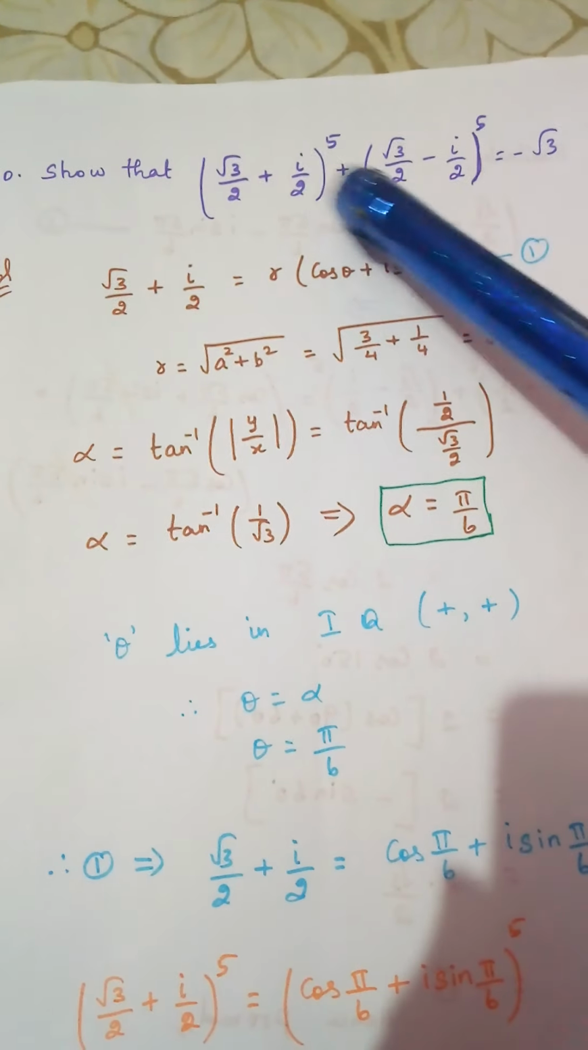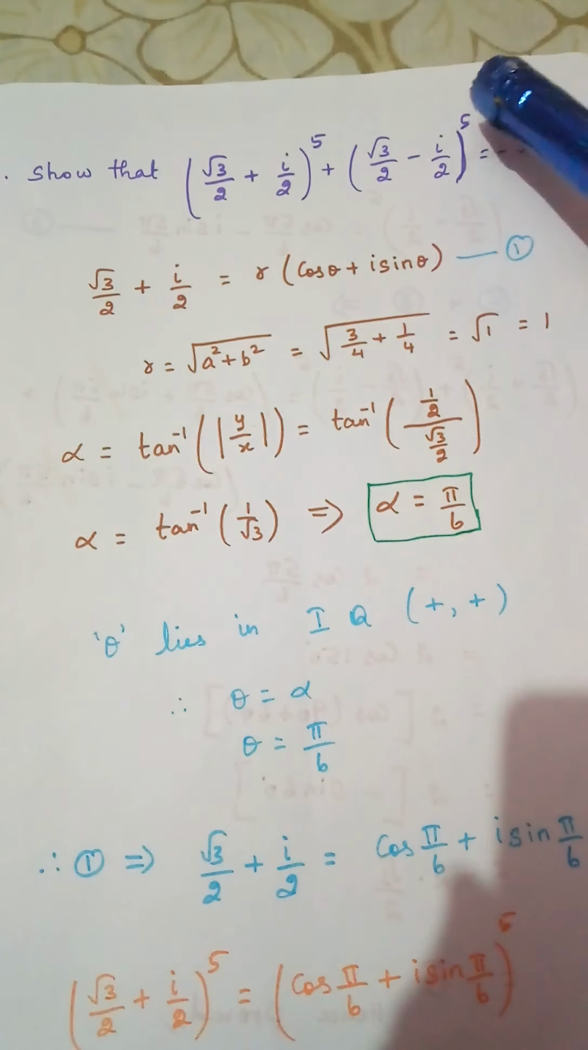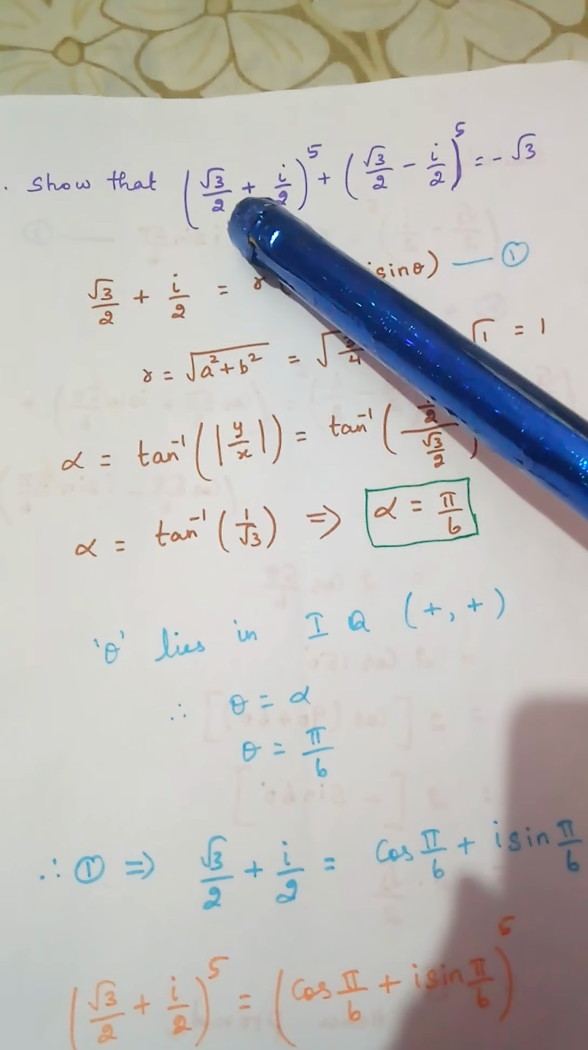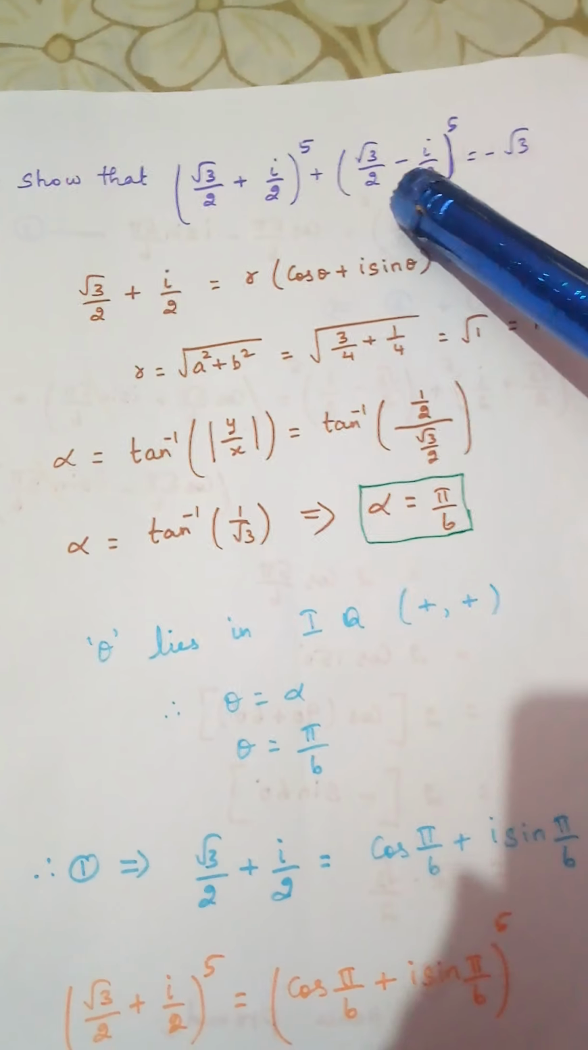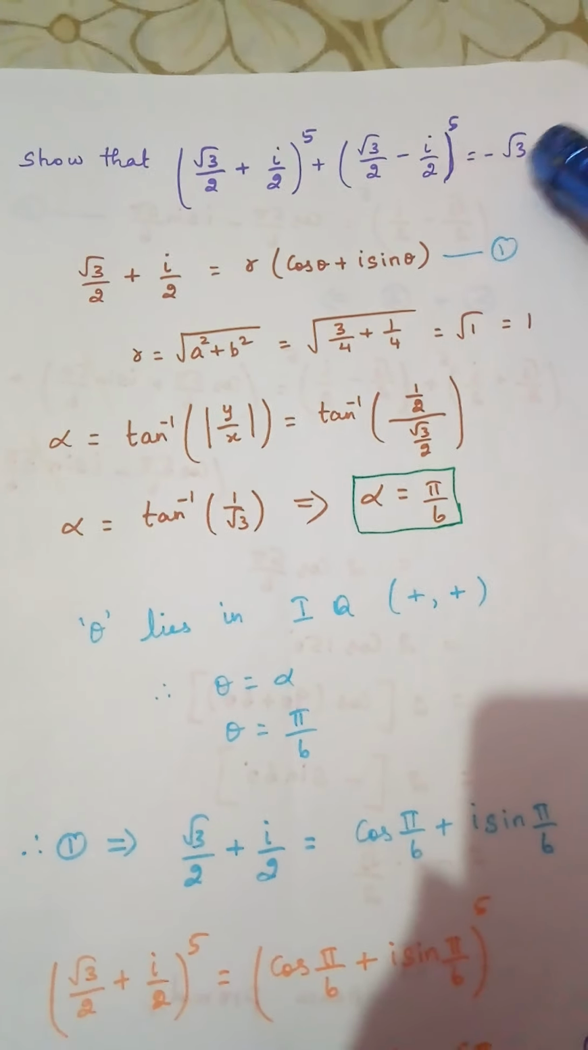This is LHS. A complex number is given with power 5, and another complex number is given with power 5. If you look at these two complex numbers, they are conjugates: here there is a plus symbol, here a minus symbol. We need to prove that when we add these two, the answer is minus root 3.